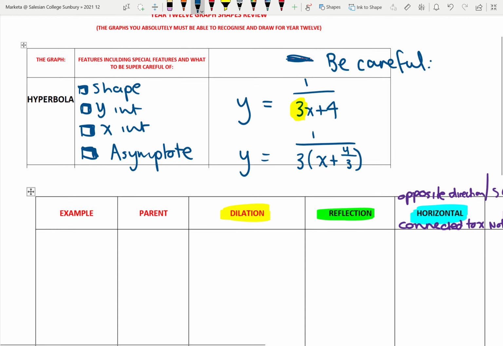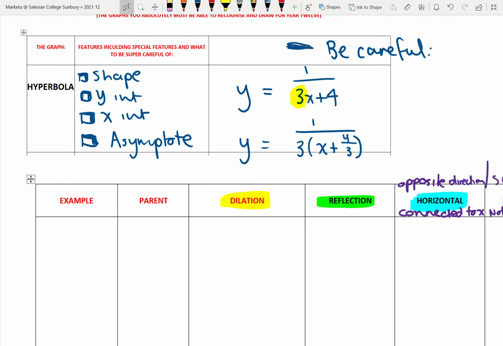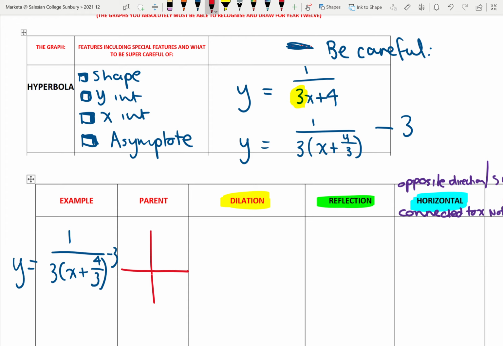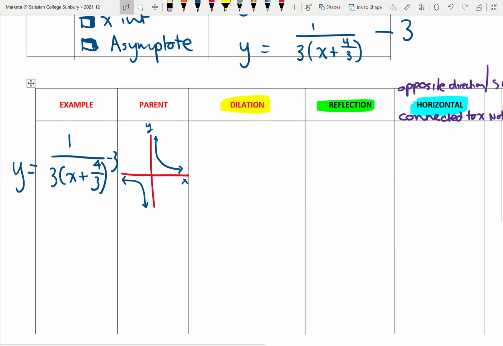So look, let's use that same example there, and I'm going to write it as y equals 1 over 3 x plus 4/3. And actually I might just add on to the end of that minus 3. So minus 3. There we go. And look, the general shape of a hyperbola is going to be like this. So there's our axes, and our graph would be like this. So what we see there is that it's asymptoting about the x and y axes. And our equation for our parent graph would be y equals 1 over x.